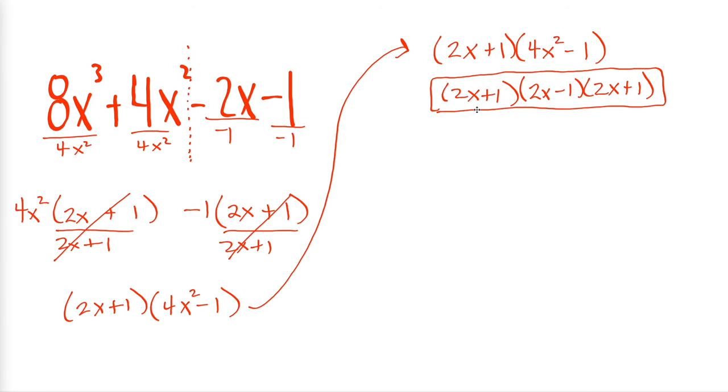Now, before you get too freaked out, do you know that this is only going to be one question on the test? One question out of 20. Is that the final answer? That is the final answer. And you could write it slightly different because there's two 2x plus 1s, so you could write it as a squared. You don't have to.